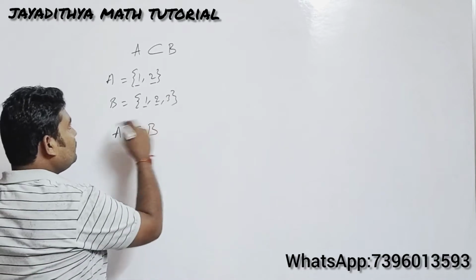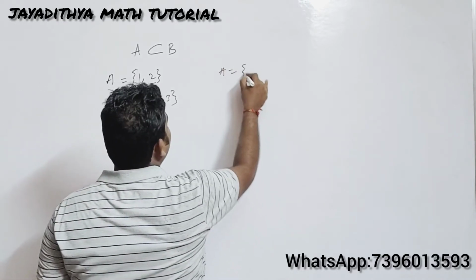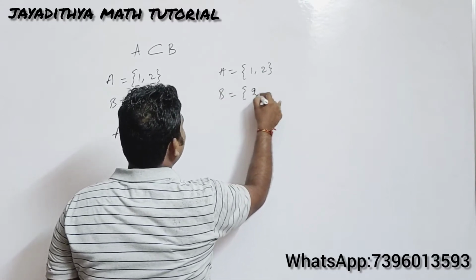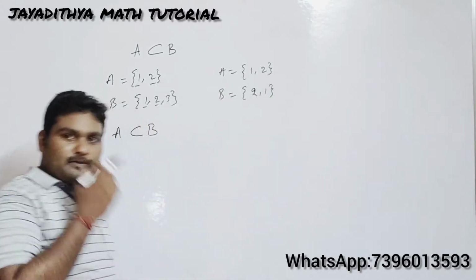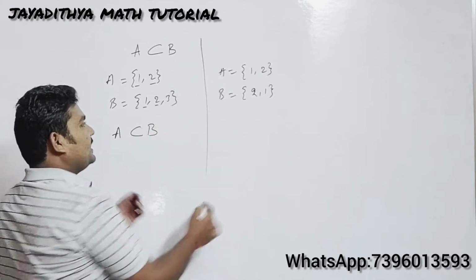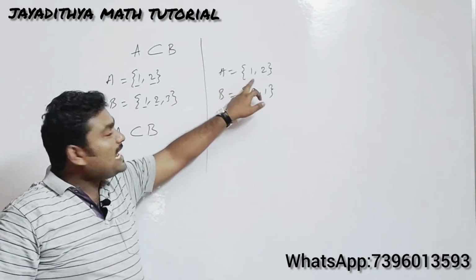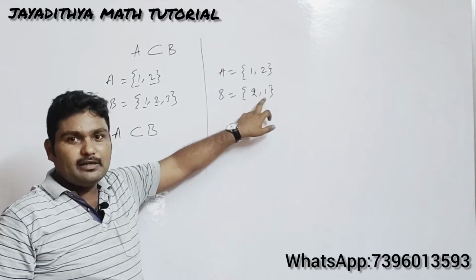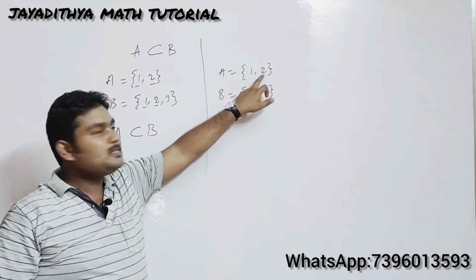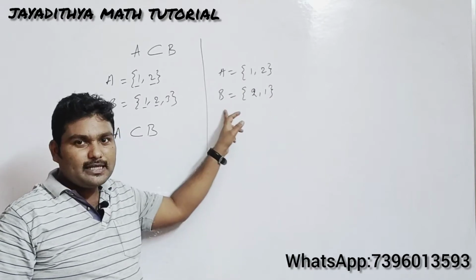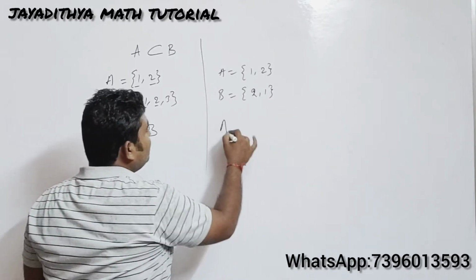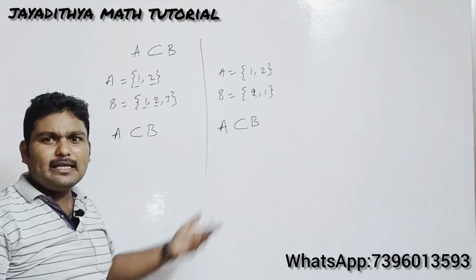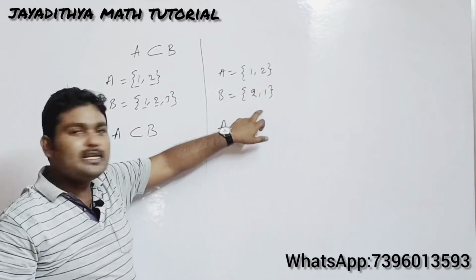Sometimes the sets may be like this: A is equal to {1, 2} and B is equal to {2, 1}. This is the other case. See here, each and every element of set A is present in set B. 1 you have here, and here also you have; 2 is present in set A, and 2 is also present in set B. So you can say that A is a subset of B by the definition: each and every element of set A is present in set B.